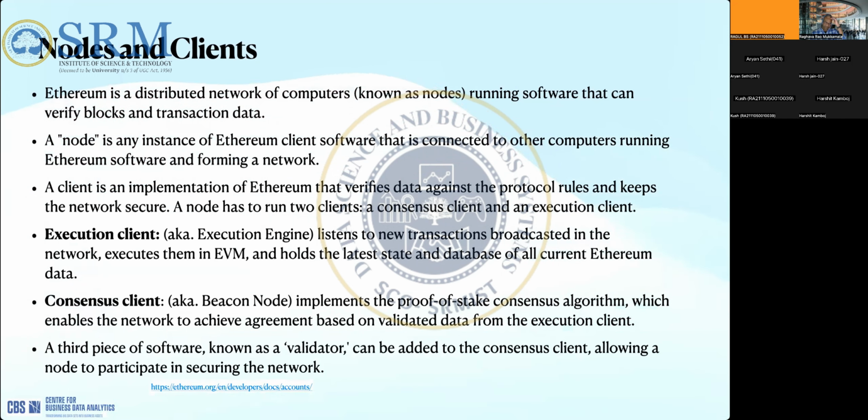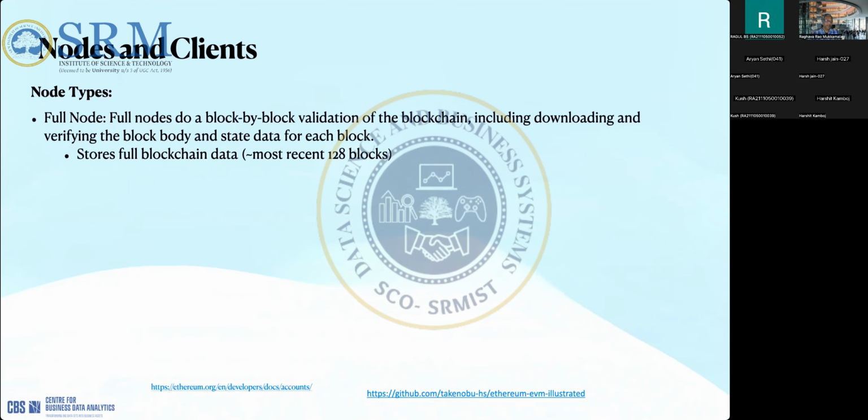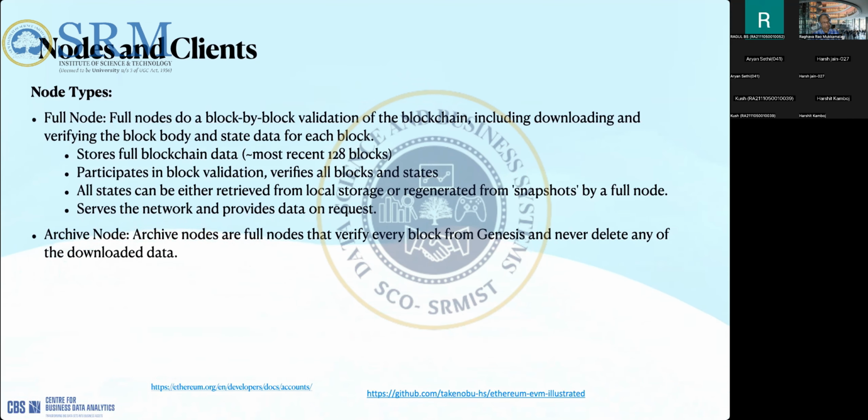And maybe you might also have a third piece of software, which is called the validator node. This is a node which actually validates. Probably they don't want to participate in the block proposal, but they can verify the transactions and things like that. So these are the three types of clients you have in Ethereum. And you can have different types of nodes.